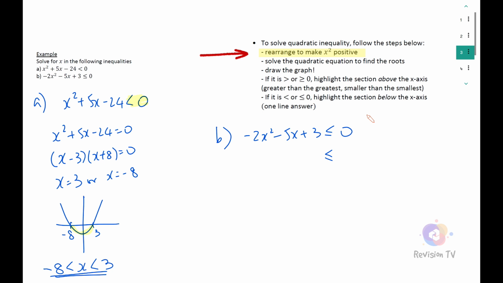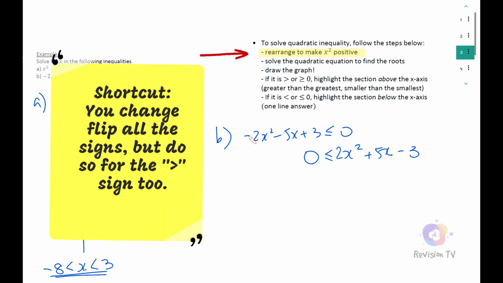Minus 2x squared to the right hand side becomes positive. Minus 5x to the right hand side becomes positive. Plus 3 becomes negative. Now the left hand side is 0. Now note one thing: you cannot simply change the sign from negative to positive, because the inequality sign will have to follow. Next, if you don't like the 2x squared on the right hand side, we're going to flip it. So we're going to rewrite this by putting the x squared on the left hand side. So 2x squared plus 5x minus 3 is greater than or equal to 0.